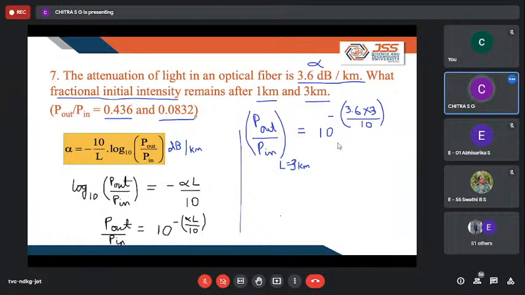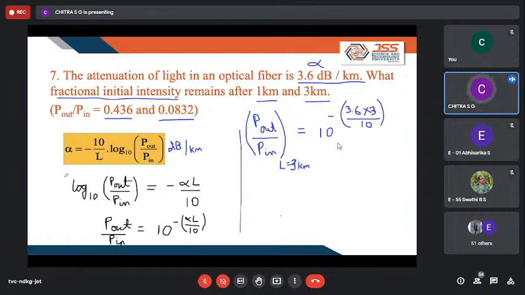Got the answer? Now we shall proceed further. This is a numerical with respect to your attenuation coefficient. If you're familiar with this expression, they will ask you to calculate alpha or the fractional initial intensity, that is P out by P in. If they ask alpha, it is a direct substitution. They will give the initial intensity and the output intensity, so you have to put those values. And the distance, if given in kilometer, you can directly put it in kilometer. If it is in meter, you have to convert it into kilometer.